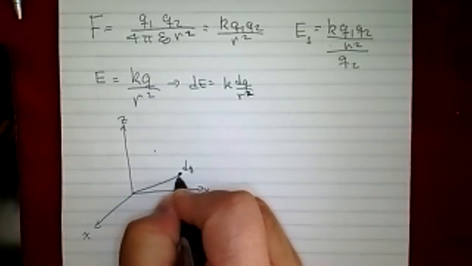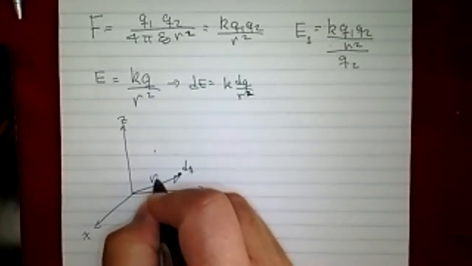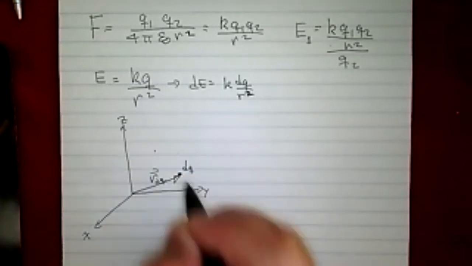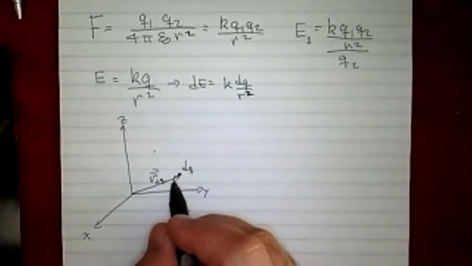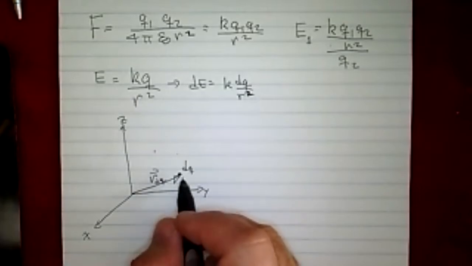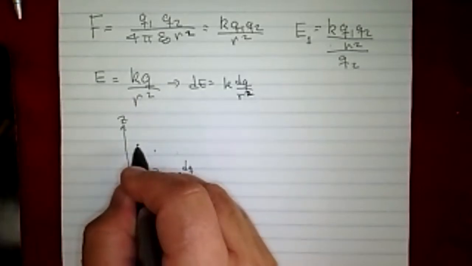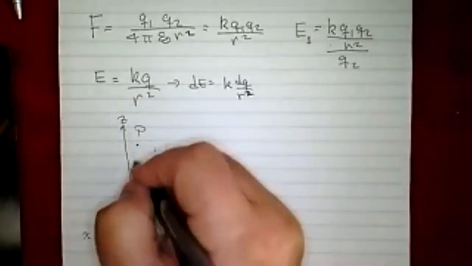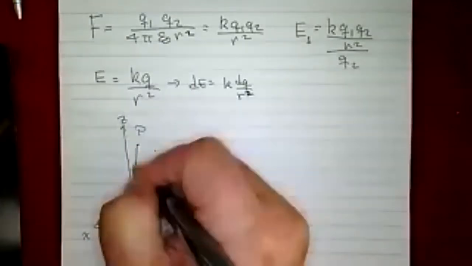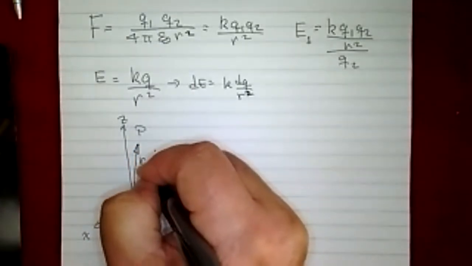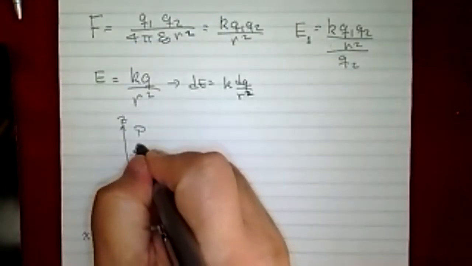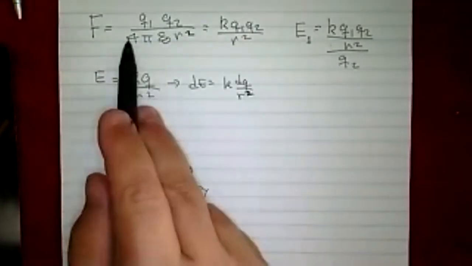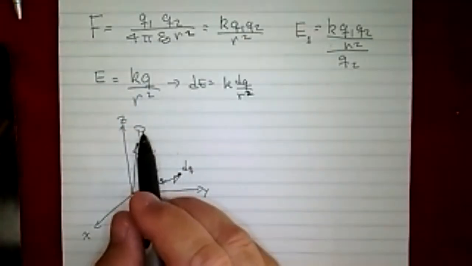Then this vector that points to it is r sub dq. Now, if we wish to know the electric field caused by dq at some other point, let's say right here, P, then we'd have to consider the vector rp as well.